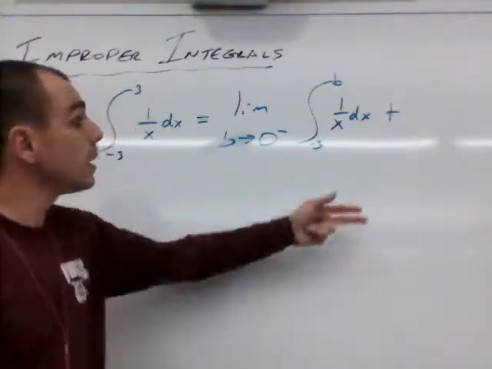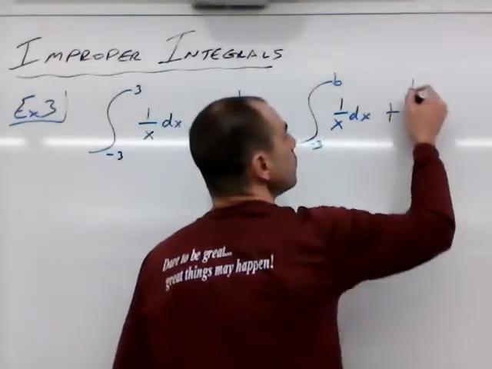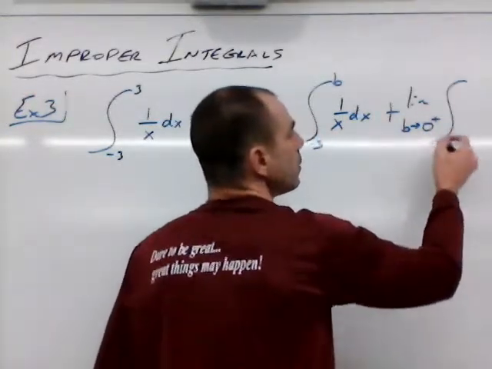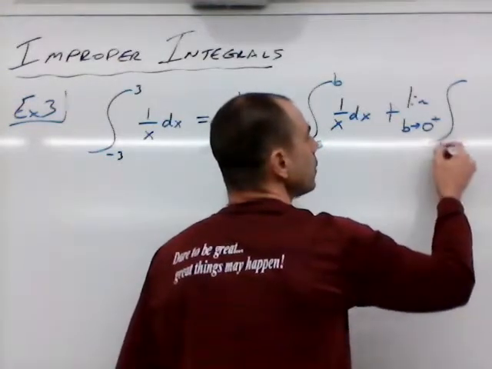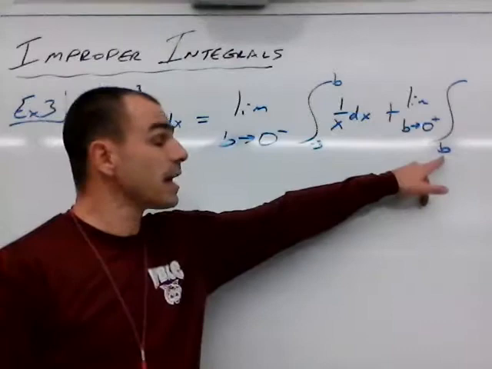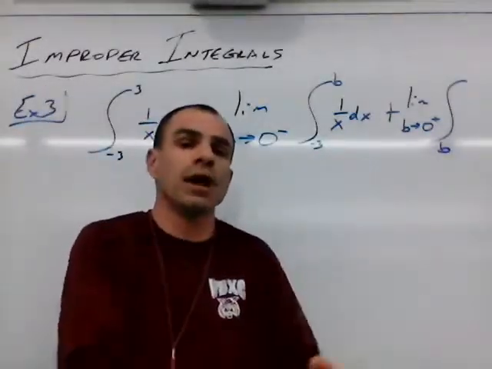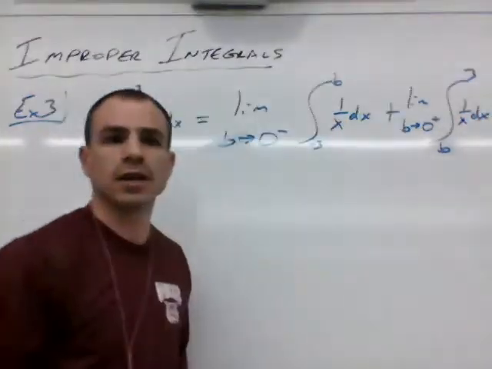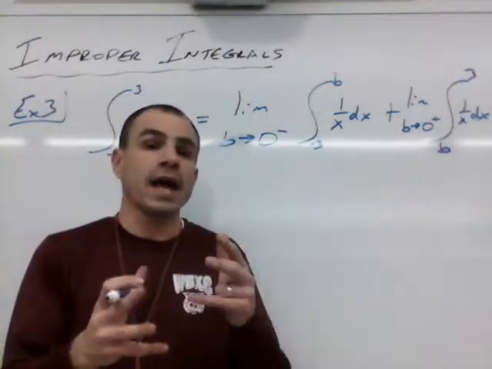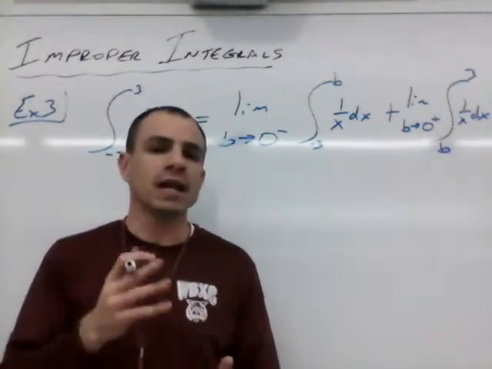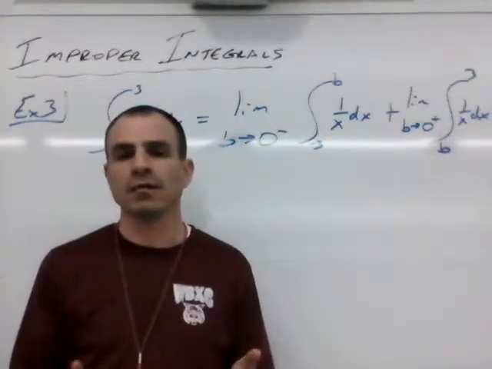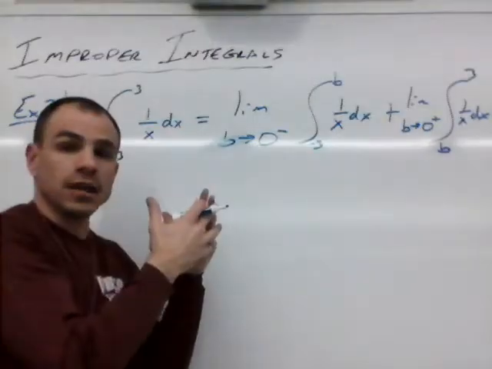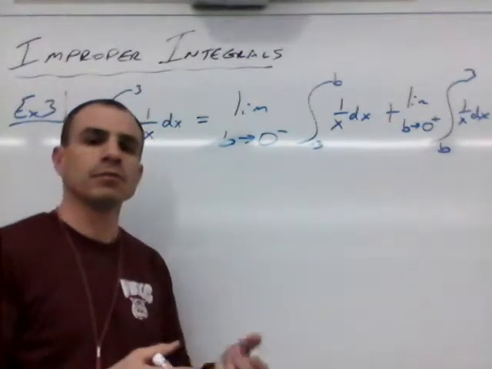The second part starts at 0, so we want the limit as b approaches 0, but from the right. That should be a b down there, sorry. Now we're not starting at 0, we're starting at the values just to the right of 0, and we want to go all the way to 3 of 1 over x dx. Did I get that on the screen? Just barely. So we actually have two limits here because we have unbounded behavior on both sides of 0. The first integral and limit deals with the region to the left, and the second deals with the region to the right.